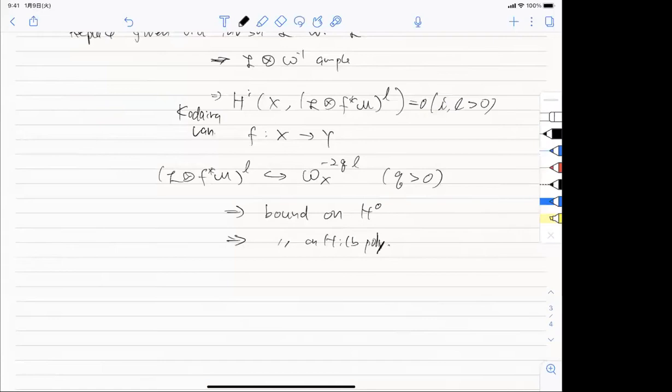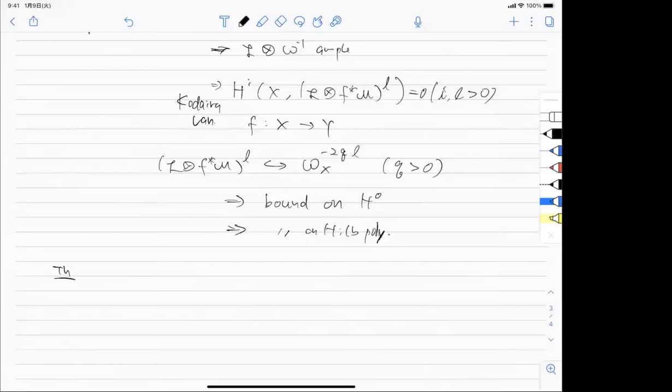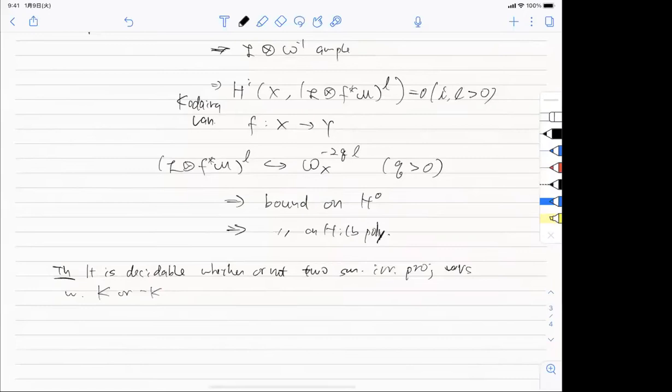So as a consequence, it is decidable whether or not two smooth irreducible projective varieties with K or minus K big are isomorphic.